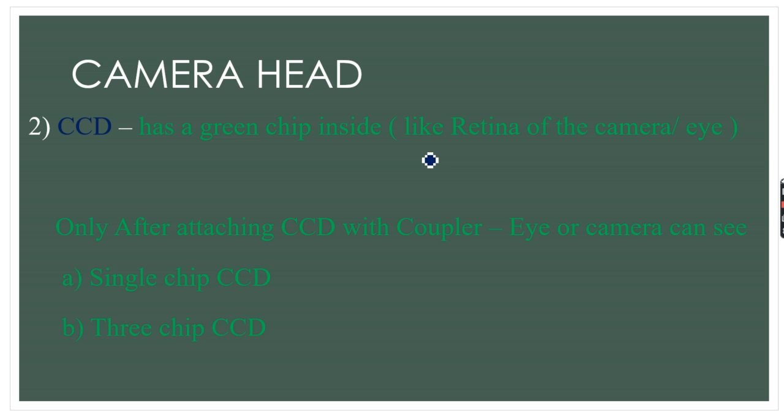And that's why I have explained to all of you that only after attaching the CCD with the coupler can the camera see, right? This CCD has two types, the single chip CCD and the three chip CCD. These are also known as the single chip camera and the three chip camera. The single chip camera can be used for diagnostic purposes, for procedures requiring less time.